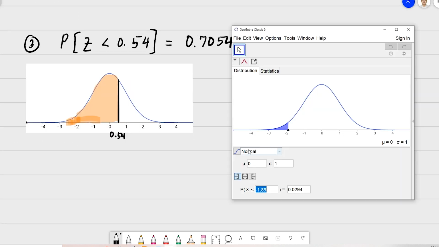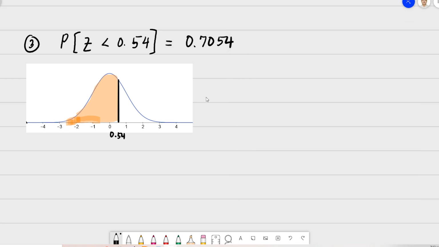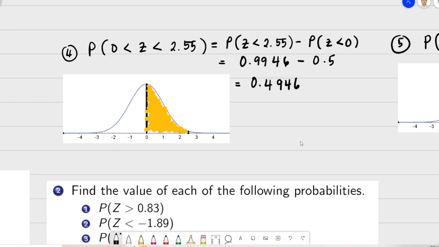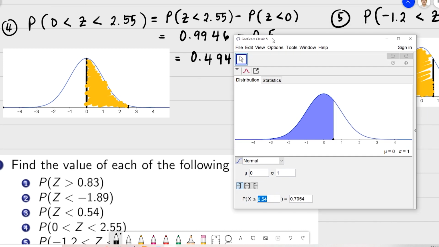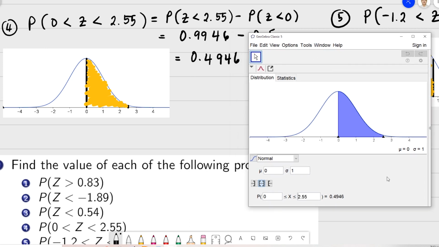How about number 3? For number 3, we want the area to be less than 0.54. So, di mo na kailangan baguhin yung directions. The answer is 0.7054. Yes, tama ulit tayo. And then finally, let's verify number 4. For number 4, it's between 0 and 2.55, so we have to click this one. Click enter. The answer is 0.4946. So, andito na din yung illustration. Okay?